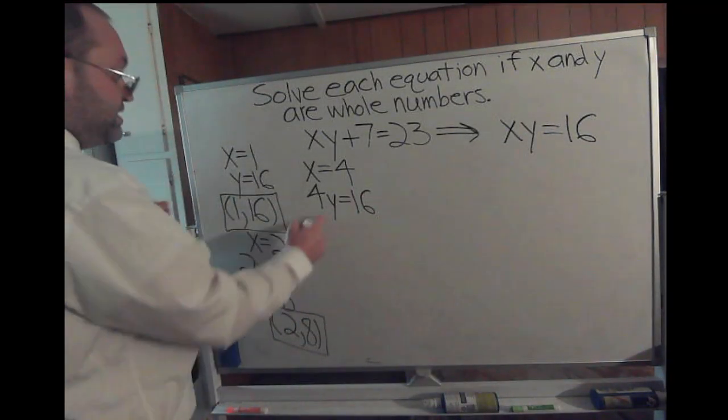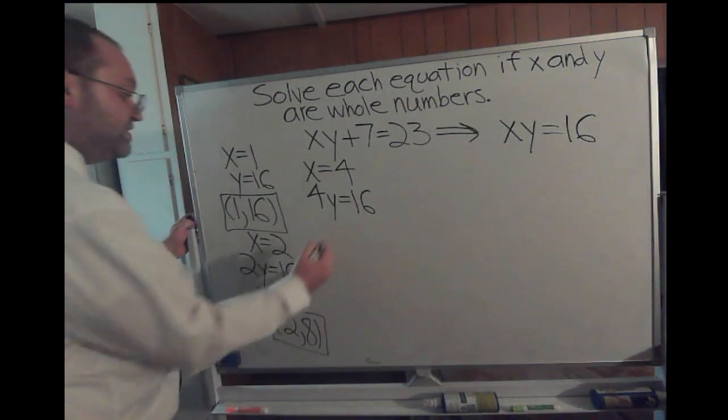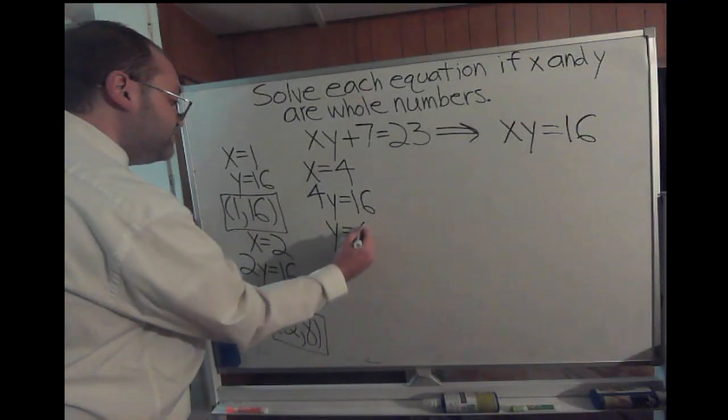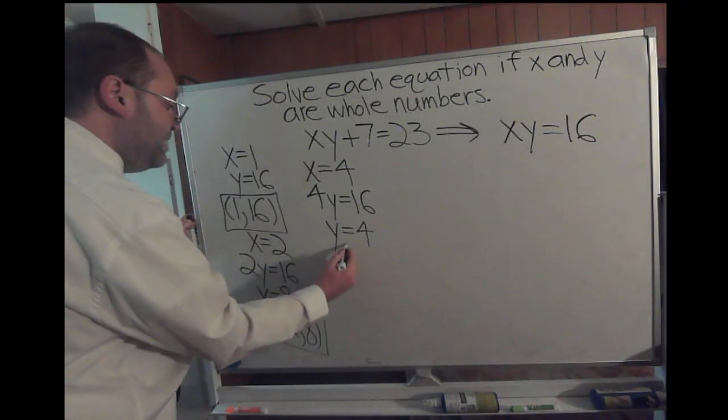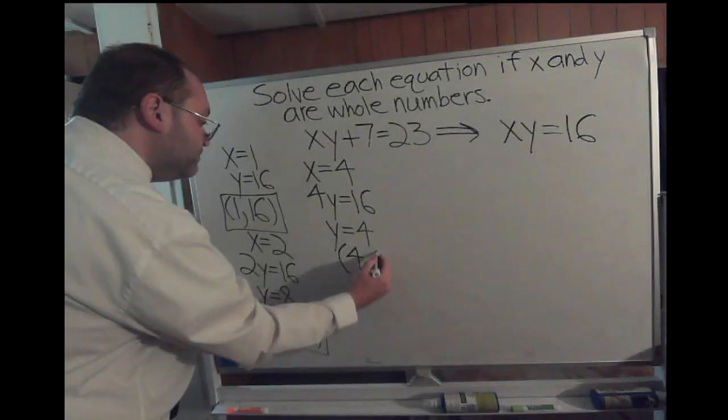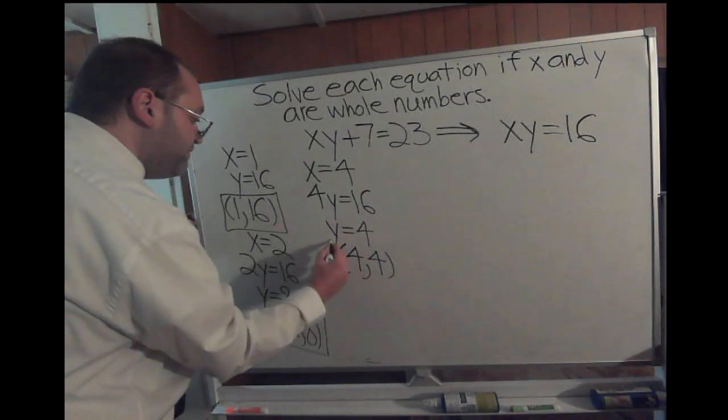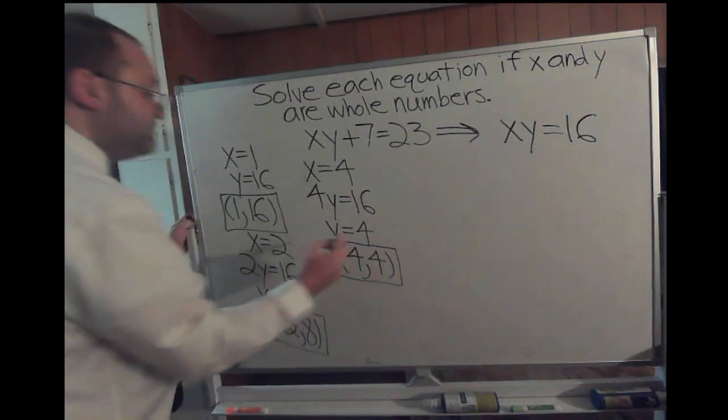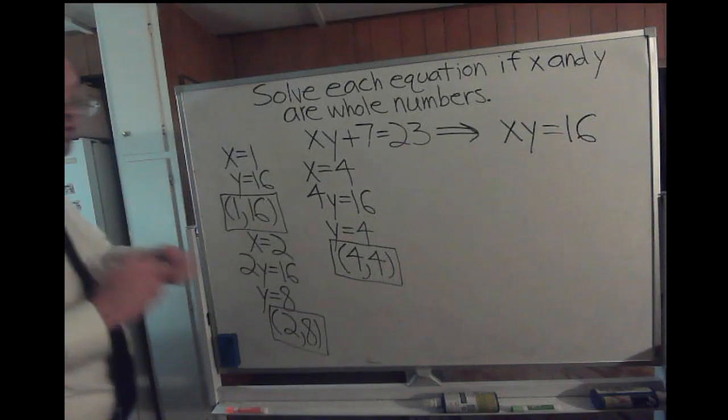Well, we want to solve for just y. Divide both sides by 4. You get y equals 4. So when x equals 4, y equals 4. You'll get the ordered pair 4, 4, and that works because 4 and 4 are both, in fact, whole numbers.